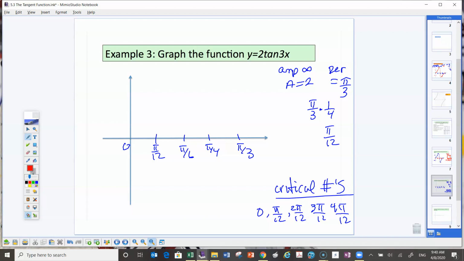Okay, when I graph this one again, I'm starting there and there. My middle is my asymptote line. A is 2 again. So my stretch factor is 2. And that pi over 4, it's going to be -2. And again, my graph's going to go up like that, and down like that. And that would be your tangent graph for y equals 2 tan 3x.